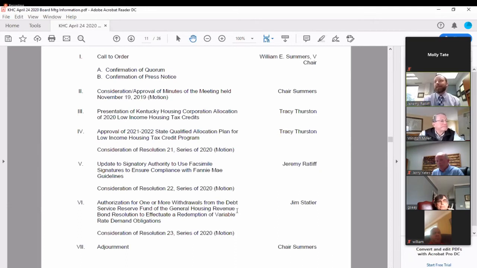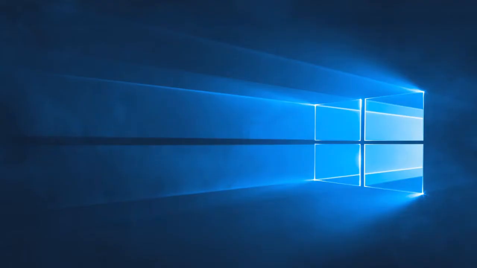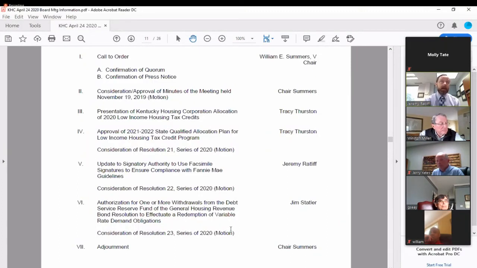Jim, you may have to help me on the explanation of this, but it was to allow the corporation to withdraw from the debt service fund of the General Housing Revenue Bond Resolution to effectuate a redemption of variable rate demand obligations. As I understand it, we have some lending out there that is on variable rate, and we could have taken some action corporately to get us out of that variable rate debt that was seeing interest rates escalate at a rapid pace on a day-to-day basis, given the COVID-19 crisis and the impact it was having on the economic markets. But we didn't have the proper authority in place at the time to allow us to shift that over to a fixed rate financing structure quickly to save the corporation money. Jim, did I explain that well? And do you have anything to add?